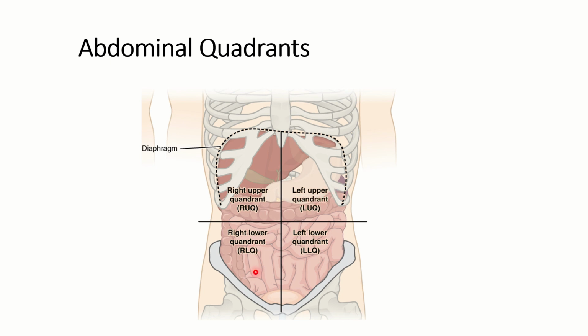And on the right lower quadrant, you have again a large intestine, but the majority of the small intestine. Appendix is also here. At the background here, you have the kidneys in this area. And on the left lower quadrant, you have the small intestine. You have part of the colon there, and the left kidney in this area.